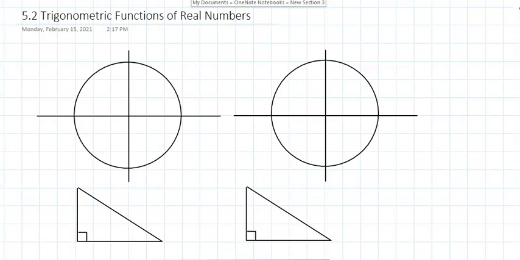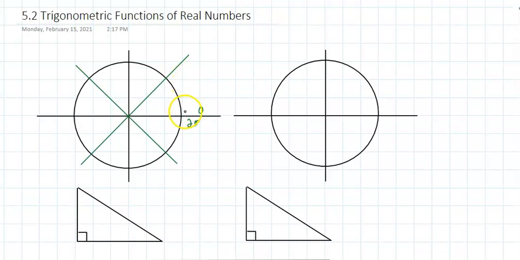Alright. 5.2 Trigonometric functions of real numbers. So let's get a couple of things out of the way. One, if I have a circle, a unit circle to be specific, and I cut it in half, and I take each quadrant and cut it in half, this is 0, and it runs all the way to 2 pi, because that's s equals theta. This is half of it, that's pi. This is half of that.